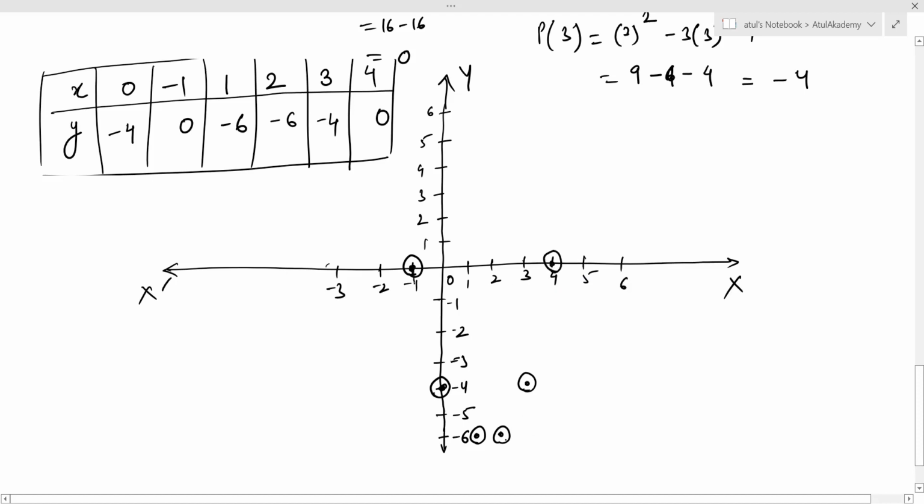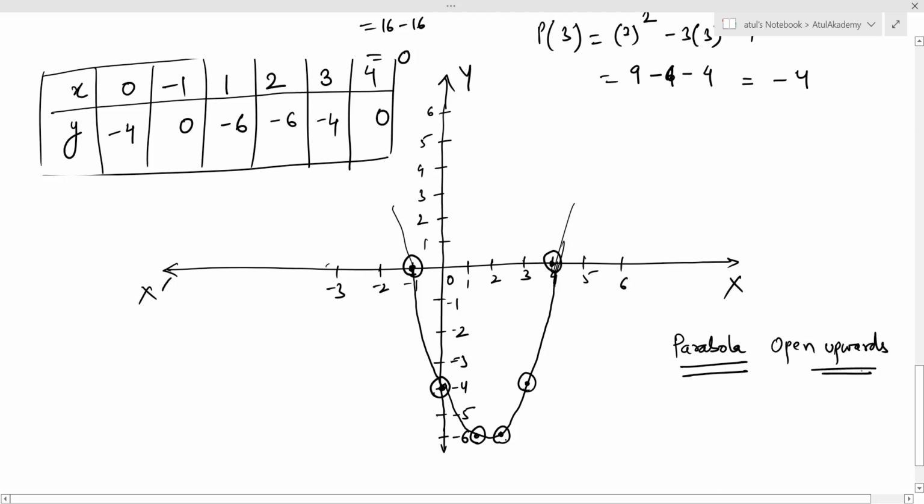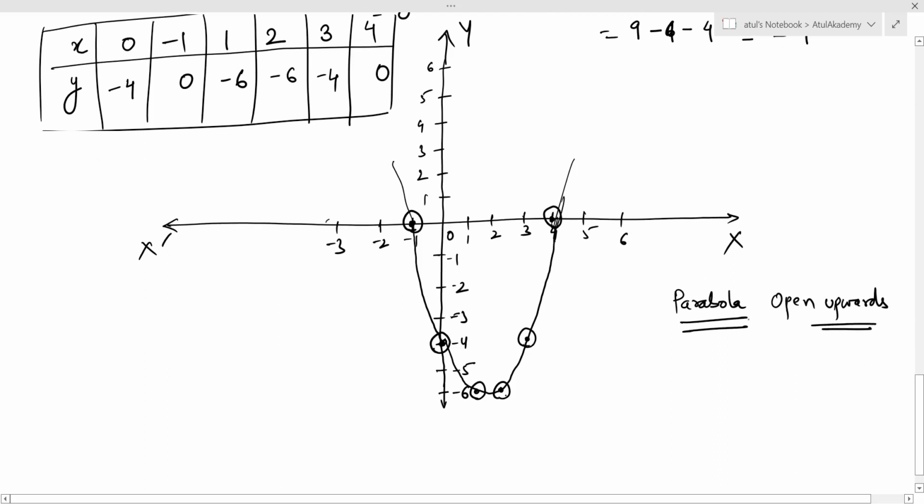So let's join these plotted points. So I'm getting something of this type of figure. It will go up also if you plot more points. This type of figure I'm getting is called a parabola. So in the quadratic polynomial we have a parabola, and this parabola opens upwards.